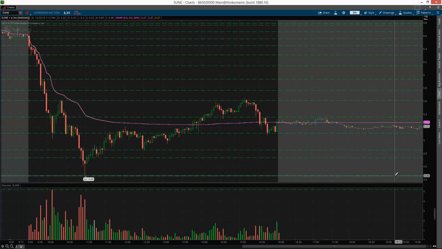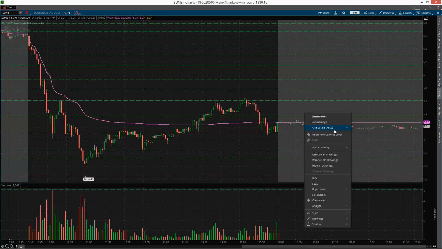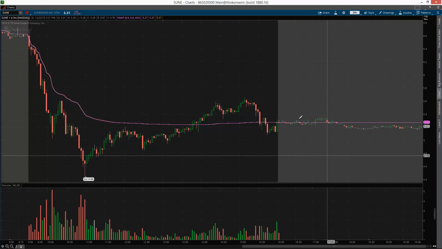So SUNE, or however you want to call it, was probably the main stock that was in play today. Lots of people made a lot of money off of it, and I felt like it would make a really good stock to analyze. Let's just go ahead and clear all these lines and pretend like we know nothing about it.